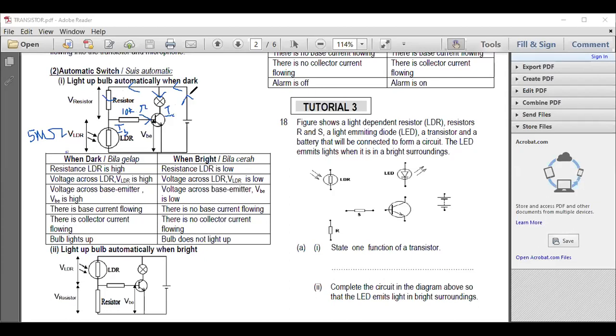Now what happened when bright? When bright, the resistance of the LDR is low. When this is low, the voltage across the LDR also will drop because V equals IR. So smaller R, smaller V. So what happened to your base voltage? Your base voltage also will drop.